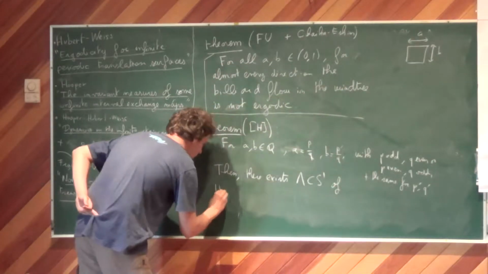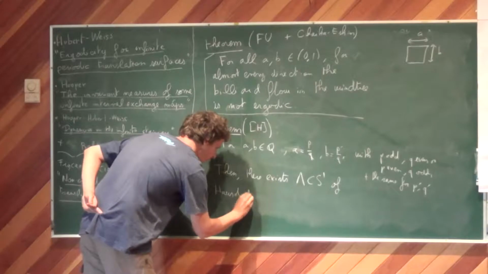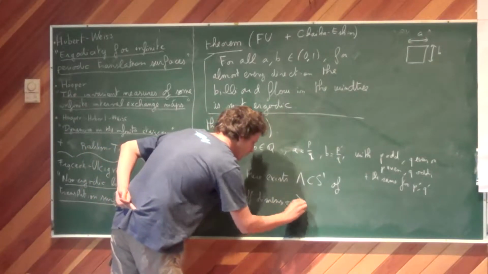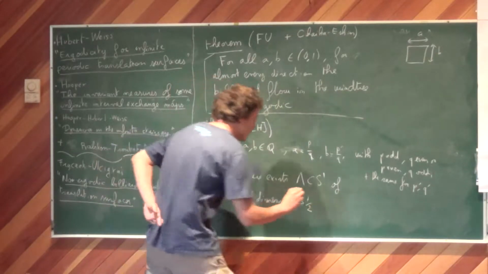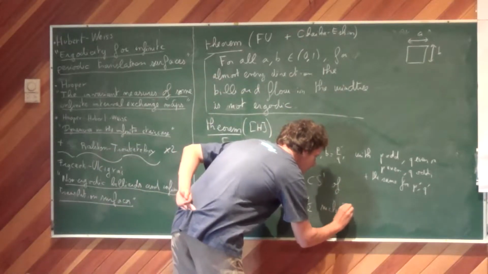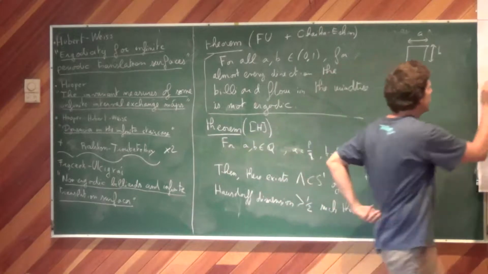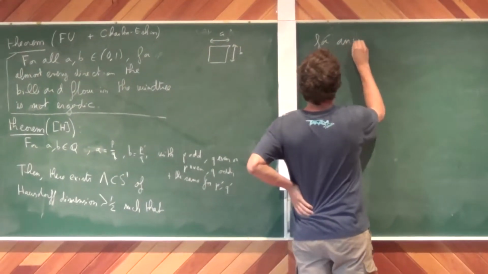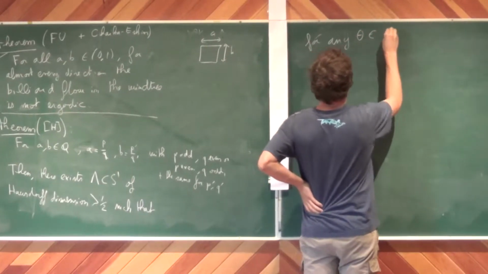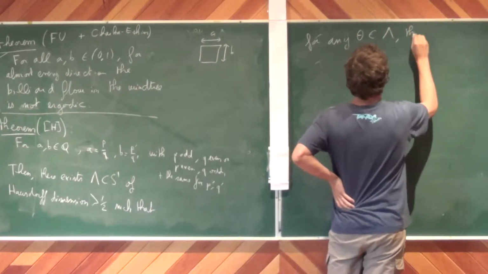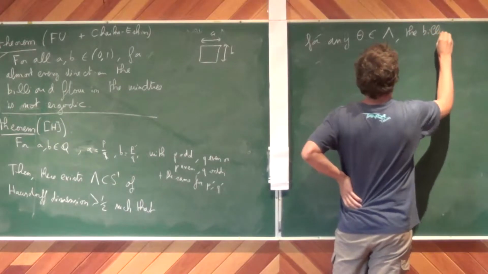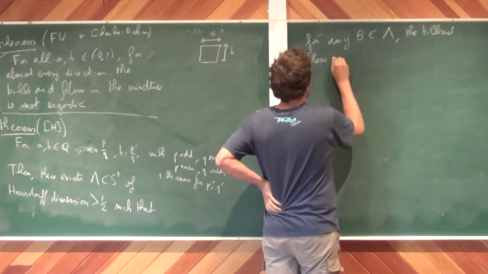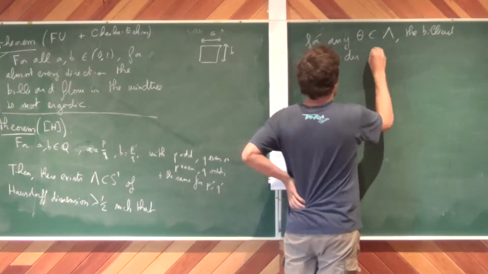Let Lambda be a set of Hausdorff dimension greater than 1/2. For any theta in Lambda, the corresponding billiard flow in direction theta is ergodic.